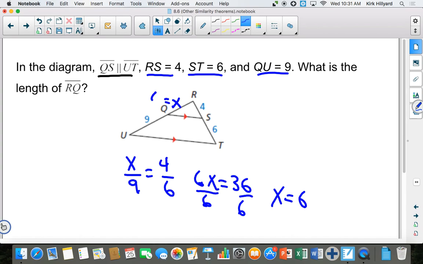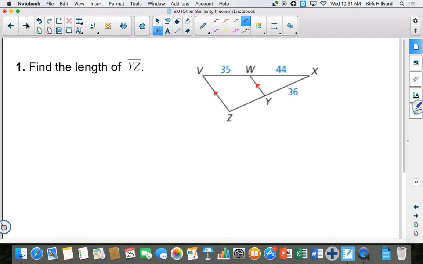So x equals 6. If they wanted to know what the length of UR would be, then you would just add 6 and 9, which would be 15. So that'd be the length of that one. Okay? Just depending on what they're asking for. Just another example here. We have two parallel lines once again, and we call that x. They want to know what YZ is. So they want to know that length right there.